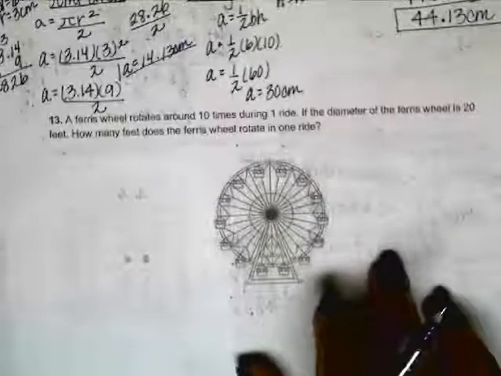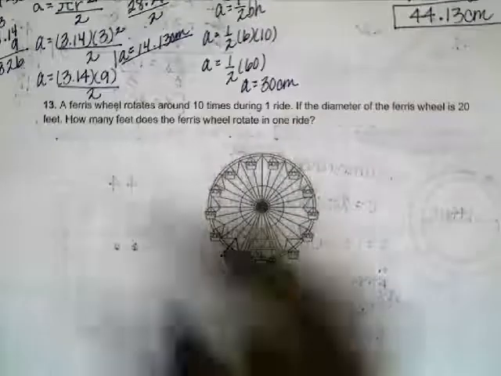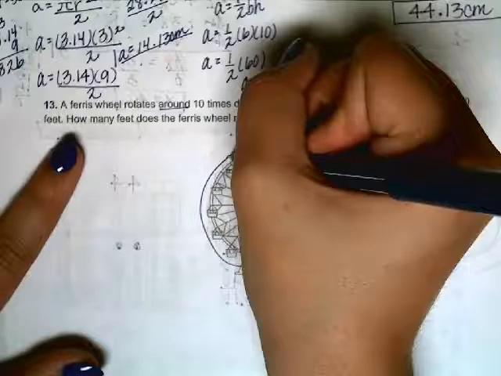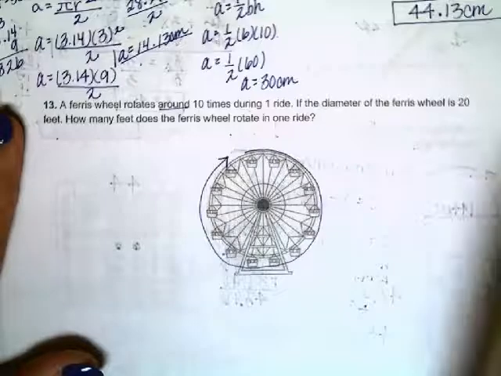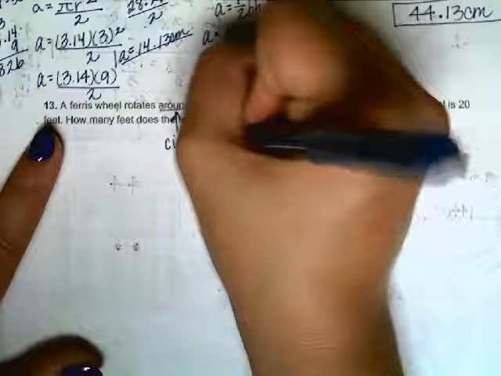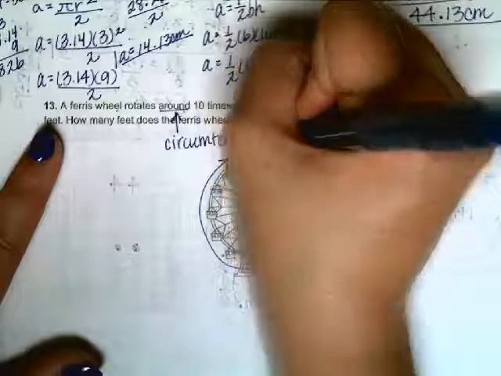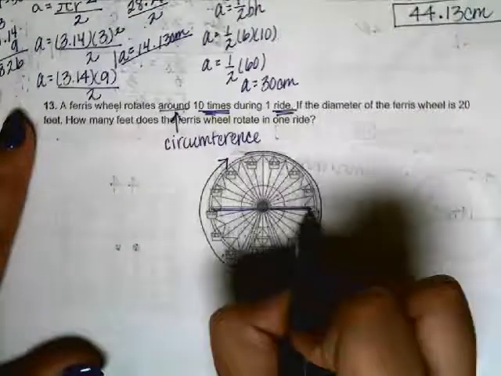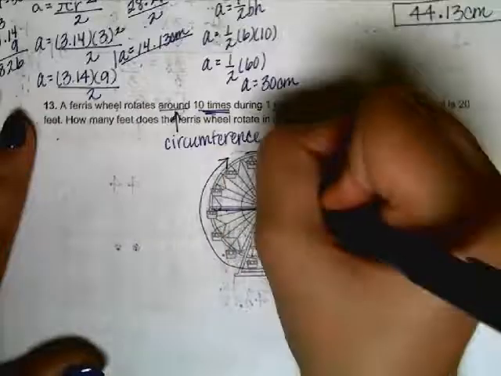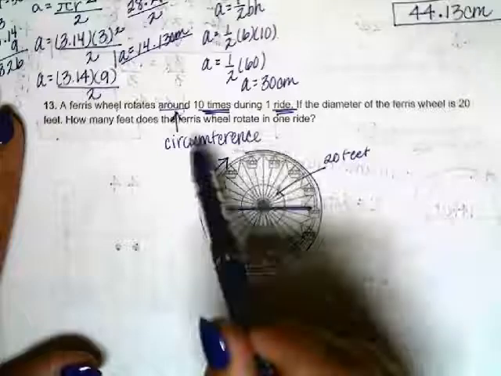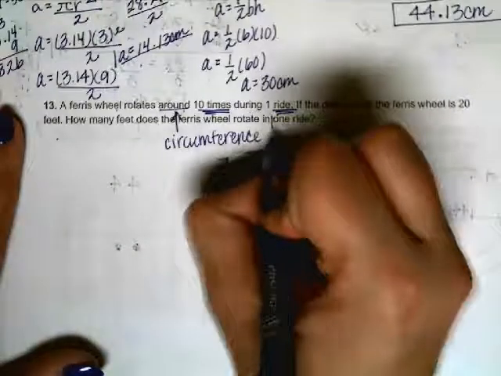All right, and last but not least, a Ferris wheel rotates around. So if it's rotating around, Ferris wheels are the shape of a circle, rotating around. Automatically, we know this is circumference. It rotates around 10 times during one ride. If the diameter is 20 feet, how many feet does the Ferris wheel rotate in one ride?